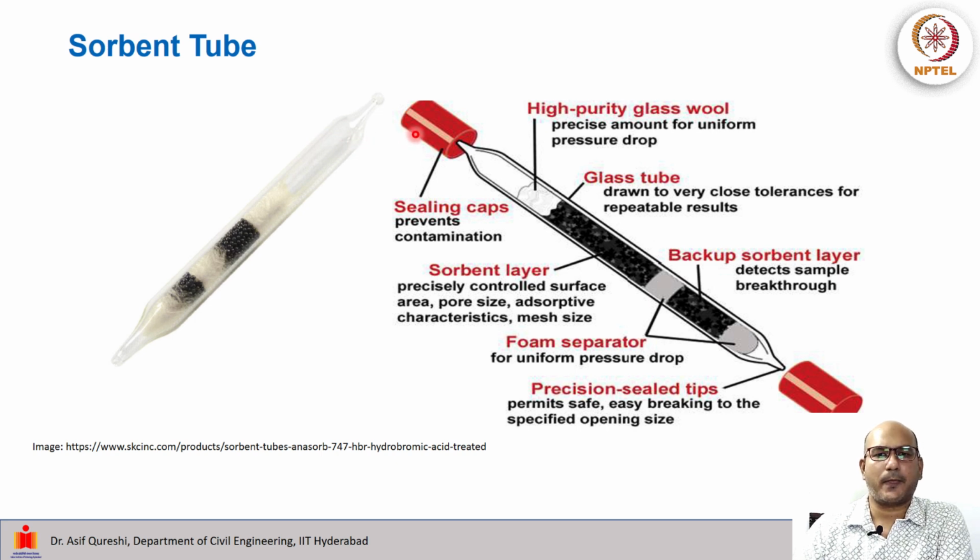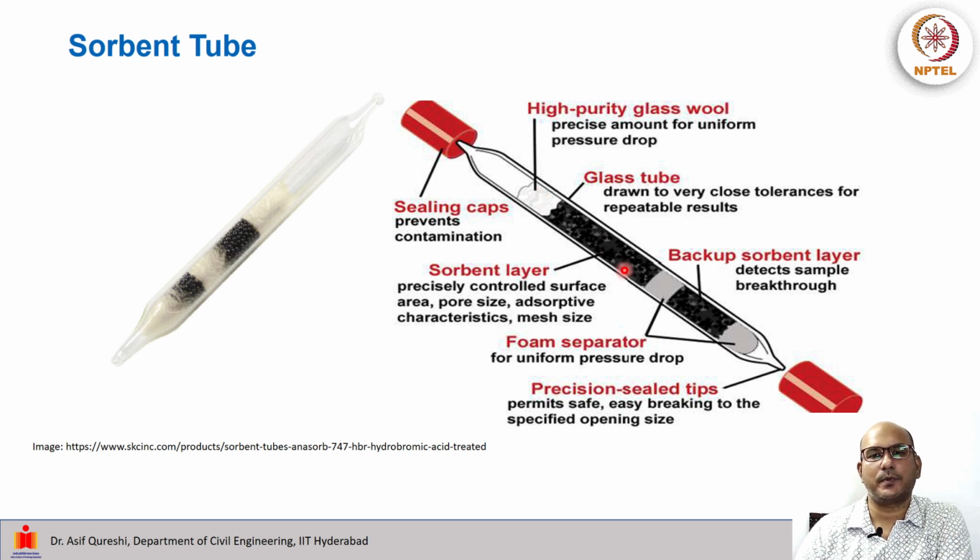When the tube is not in use, we have sealed caps at the two ends, which prevent contamination of whatever is inside. The flow goes from top to bottom. First we have high purity glass wool, which gives a uniform pressure drop and also traps particulate matter, because we want to analyze VOC, a gaseous compound. We also want to protect our sorbent. So PM is going to be trapped here.